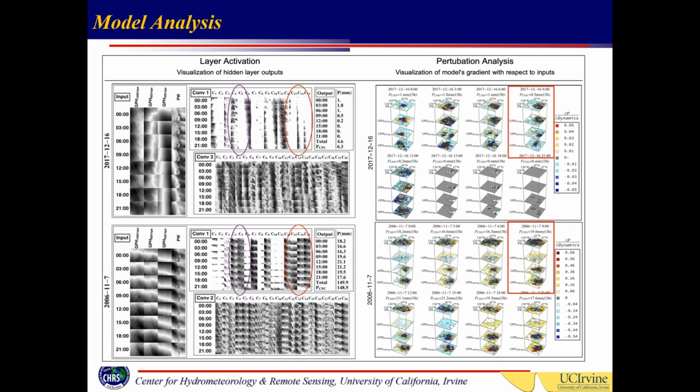And finally, we try to analyze the model, and we try to visualize the layer activation for two examples. One is a light precipitation case, and the other is a heavy precipitation or flood case. And we see that for the input snapshot, which is listed on the left, we can't tell a difference based on our limited understanding. But if we look at the first output from the first layer of convolution, we notice that they do show different layer activation maps there. And the right-hand side shows the perturbation analysis, which monitors how precipitation estimates change with the dynamic field.